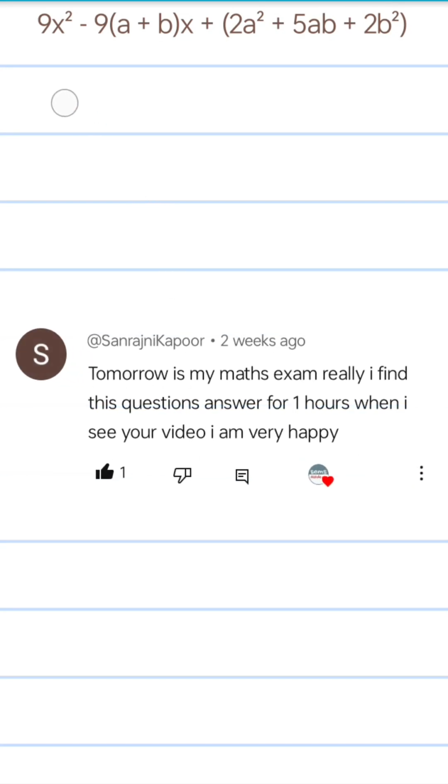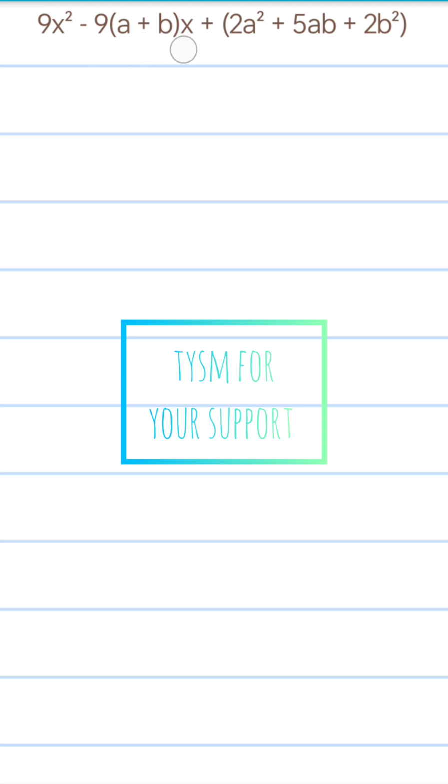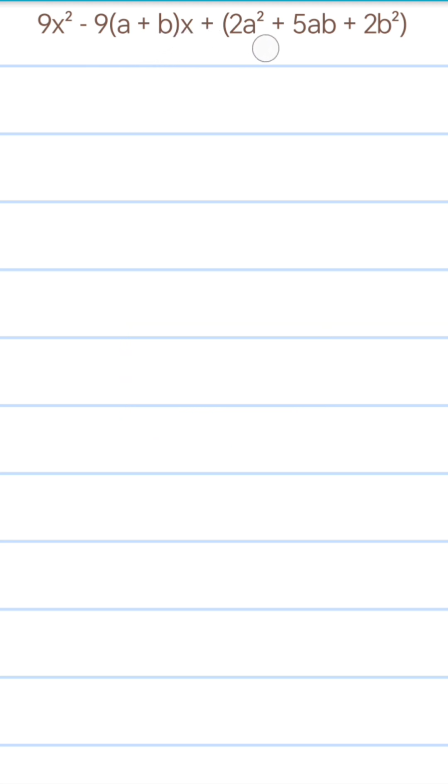Okay, we have to factorize 9x² − 9(a + b)x + 2a² + 5ab + 2b². In these types of problems, this last part itself can be factorized. I'll show you. You can write 9x² − 9(a + b)x here.